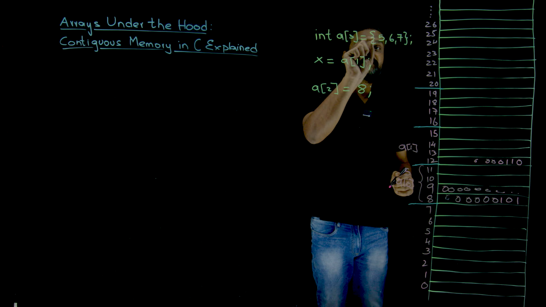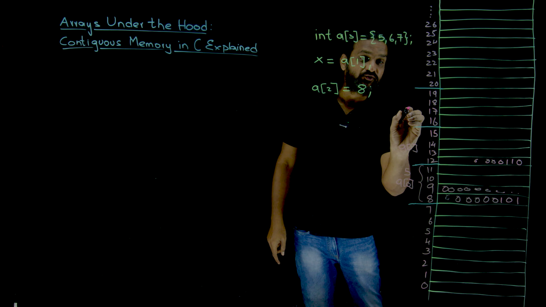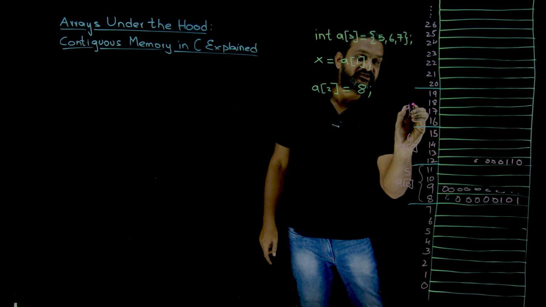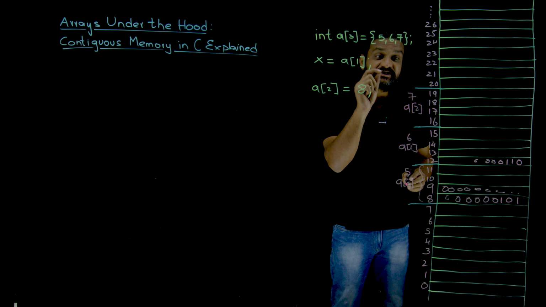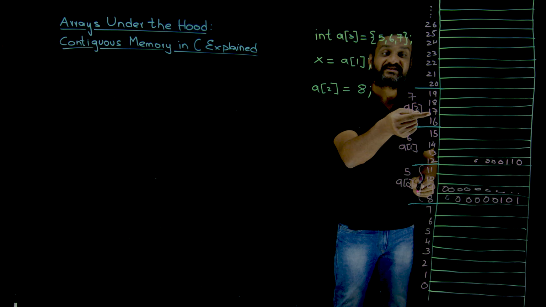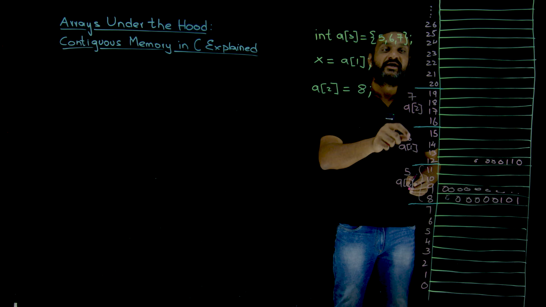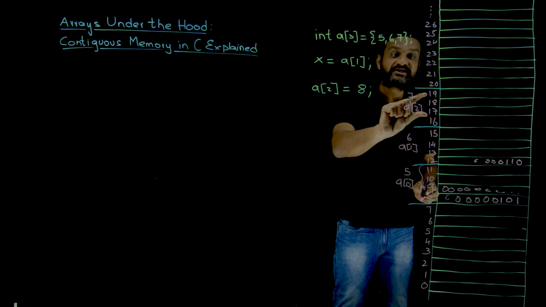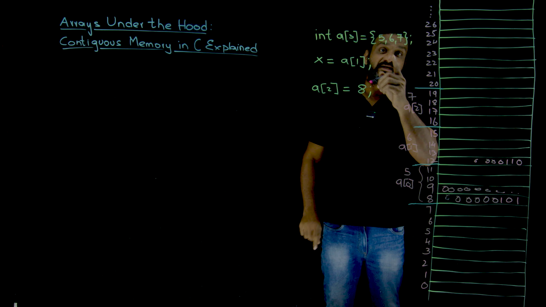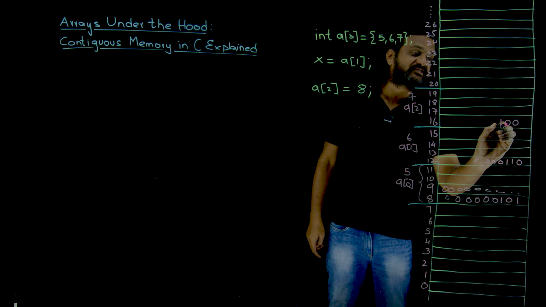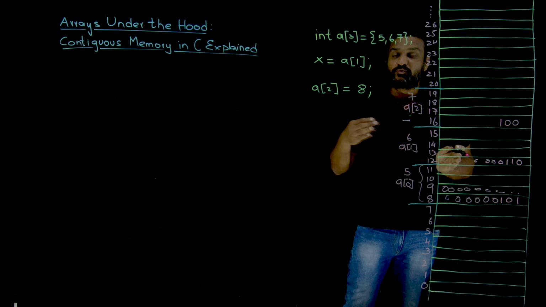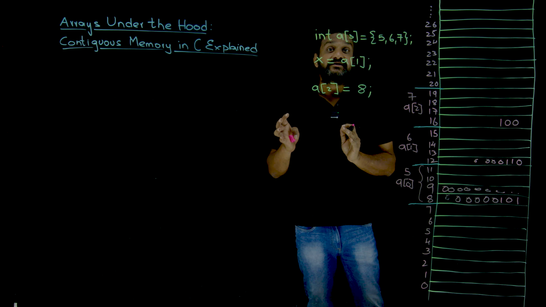What about 7? The third element, A of 2. A of 1 is for 6 and A of 2 is for 7, and the memory locations for A of 2 are 16, 17, 18, 19. So within these 4 bytes of space, the value 7 will get stored, and the binary equivalent of 7 is 111, and the leftmost bits are occupied by zeros.